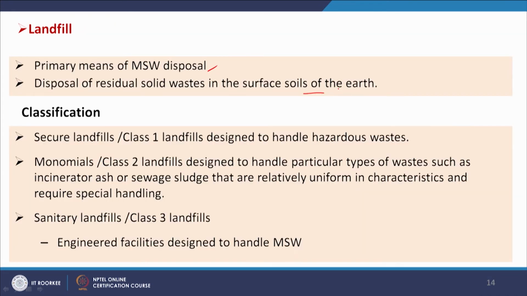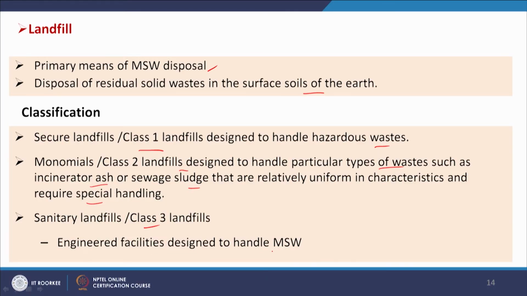In the surface soil of the earth, depending upon the nature of the solid waste, the landfills may be classified into different categories, like secure landfills, class 1 landfills, designed to handle hazardous waste; then monofills or class 2 landfills, designed to handle particular types of waste such as incinerator ash and sewage sludge that are relatively uniform in characteristics and require special handling; and sanitary landfills, that is class 3 landfills, suitable for non-hazardous materials, where the residual part of municipal solid waste is processed through this route, and engineered facilities are designed to handle MSW.